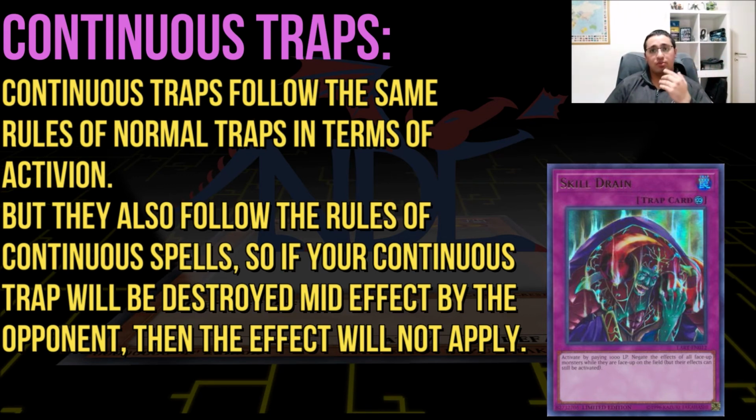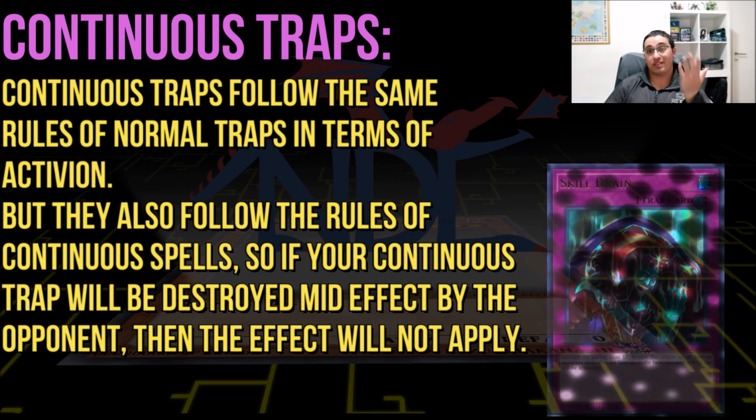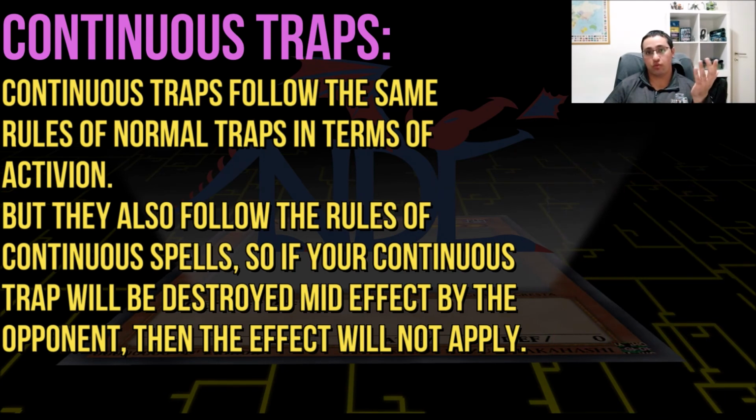So continuous traps are activated during your opponent's turn, and they also have the same applications as continuous spells, but they have the negative aura or the bonus benefit, a crazy benefit during your opponent's turn, to either help you protect your cards or essentially just deal with your opponent. That's pretty much what they do.